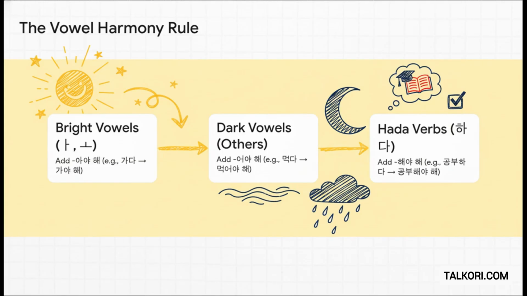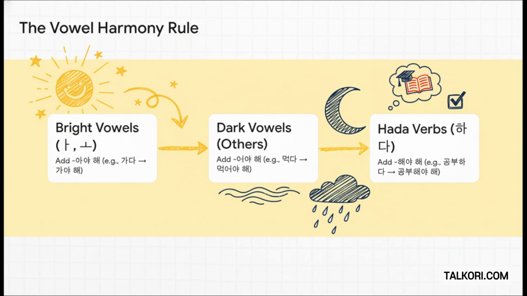So the big question is, which one do you use? Ayahe or oyahe? It all boils down to this really cool thing in Korean called vowel harmony. Here's the simple rule. If the verb stem's last vowel is a bright one, like a or o, you're going to use ayahe. That's why gada becomes kayahe. Now, for pretty much everything else, all those darker vowels, you use oyahe. So a verb like 먹다, to eat, becomes mogoyahe.